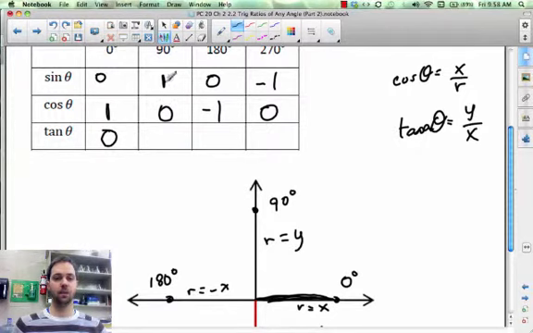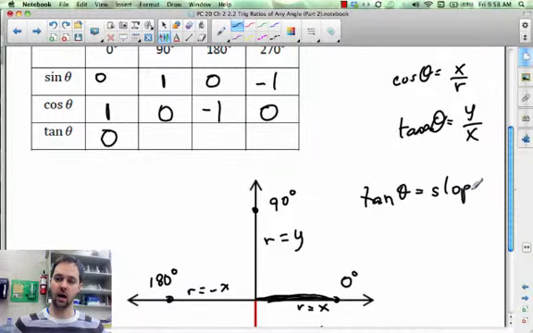Now again, recall that tangent basically represents the slope of the line. If at 90 degrees we were to look at this slope, this slope is vertical. It goes straight up and down. Essentially, that means it has an infinite slope. Now, 1 divided by 0 is essentially infinity, but we're not allowed to divide by 0. So we call this undefined. Cannot define that slope because it's infinite.